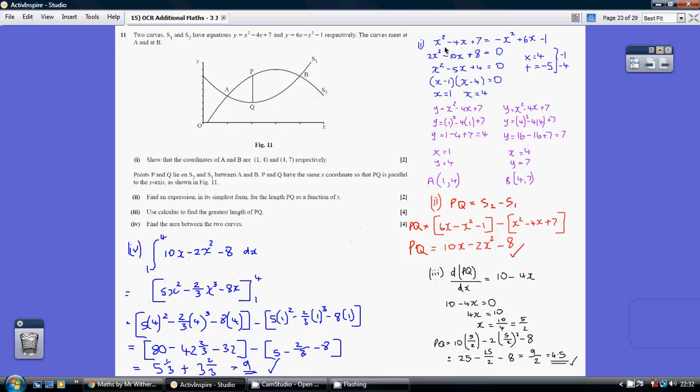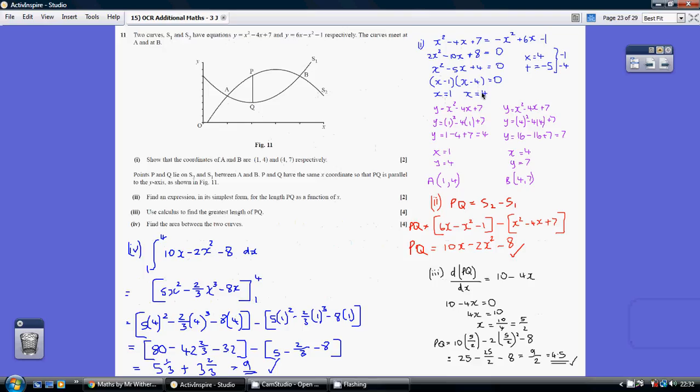So rearranging that, I get 2x squared minus 10x plus 8 equals 0. Dividing through by 2, I get x squared minus 5x plus 4 equals 0. Factorizing this, I get (x minus 1)(x minus 4) equals 0. So my x coordinates are 1 and 4, as expected.